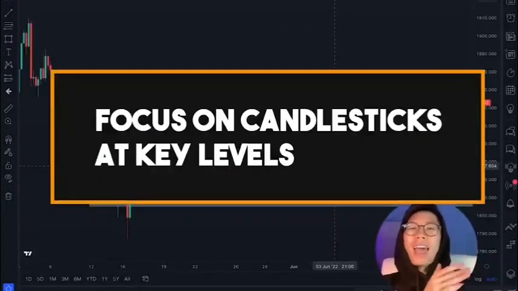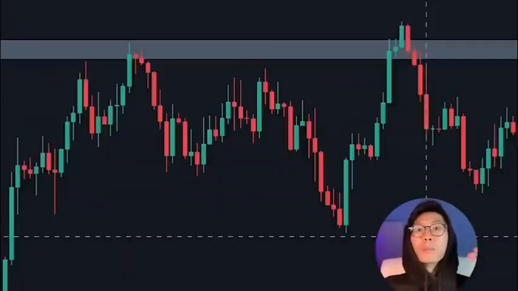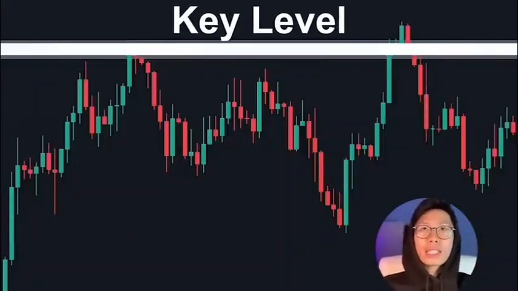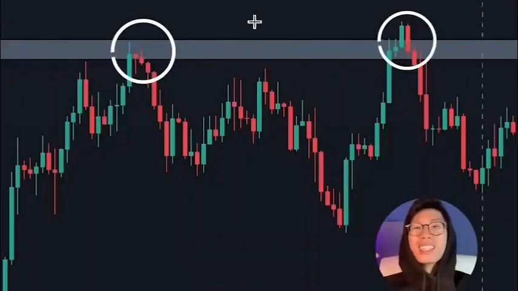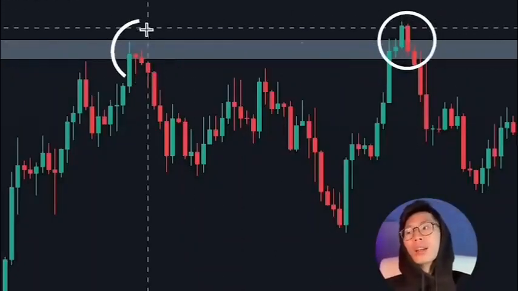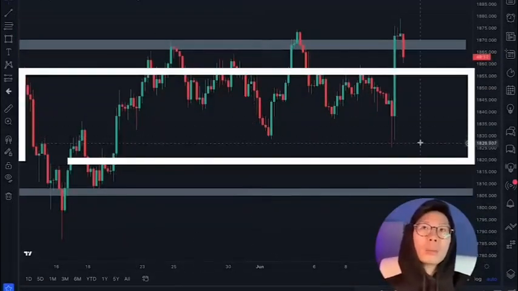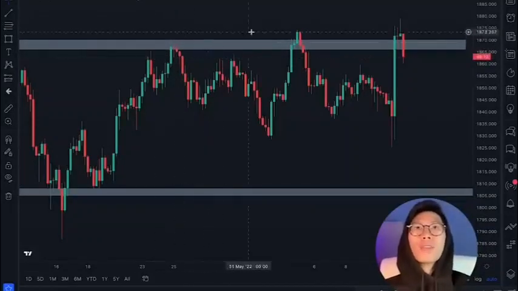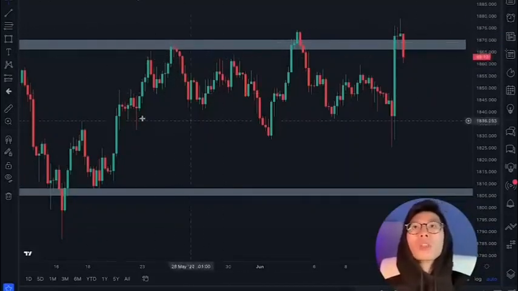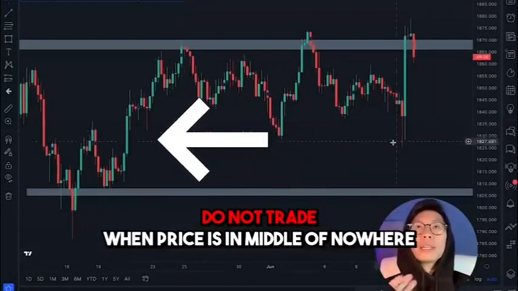Focus on candlesticks at key levels. Do not look at every single candlestick at every single time frame. You should only be paying attention to the candlesticks at a certain key level or a trend line, when it is near a key level or a trend line. Honestly, my advice to you guys would be, do not pay attention to the candlesticks in the middle. Only really focus on the candlesticks that are forming near a key level like this right here, because you do not want to get in the middle of nowhere. Do not get into the trade in the middle of nowhere.